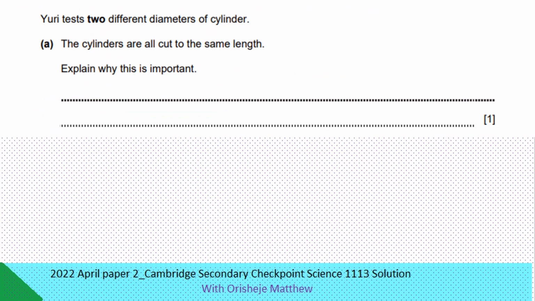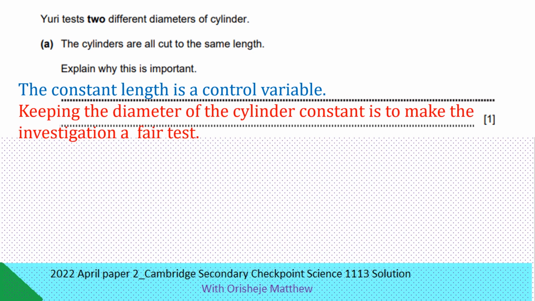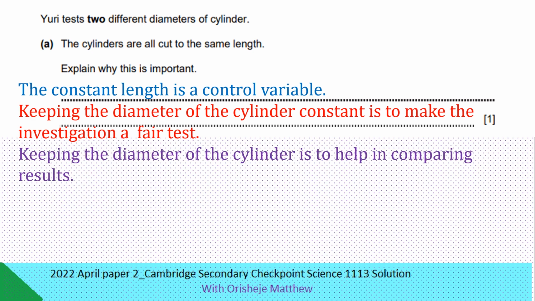Yuri tests two different diameters of cylinder. The cylinders are all cut to the same length. Explain why this is important. The constant length is a control variable. Keeping the length of the cylinder constant is to make the investigation a fair test. Keeping the length of the cylinder is to help in comparing results.